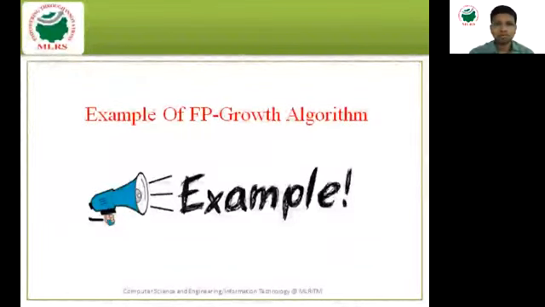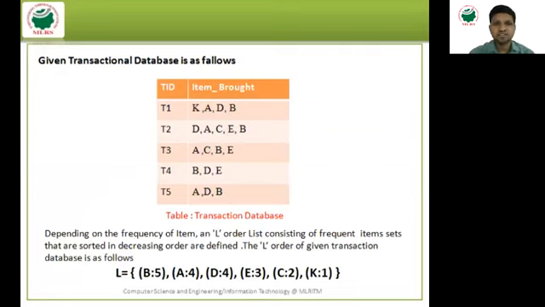Now, the FP growth algorithm. The given transactional database is as follows. In the given transactional database, I have given two attributes, that is TID and items bought. In TID, there are 5 transactions from T1 to T5. Each and every transaction has its own items. For example, I have given K, A, D, B in transaction T1, D, A, C, E, B in T2, A, C, B, E in T3, B, D, E in T4, and A, D, B in T5.